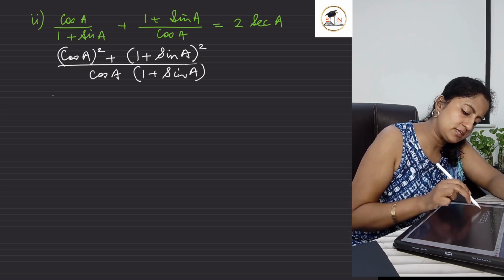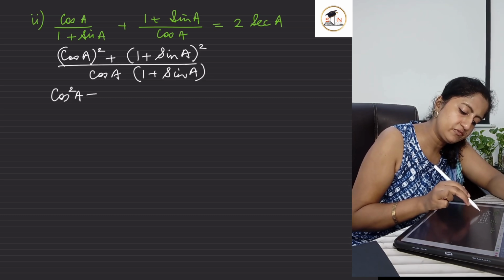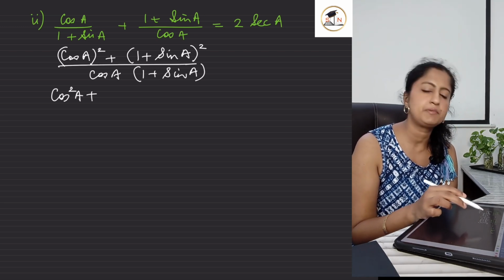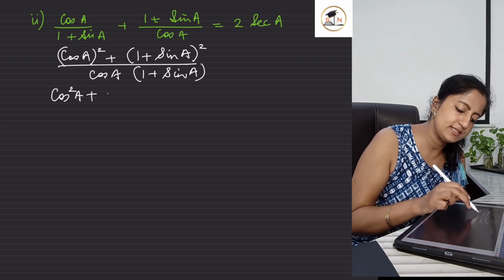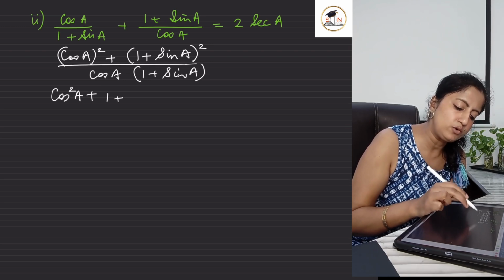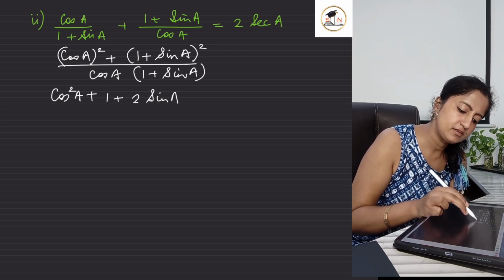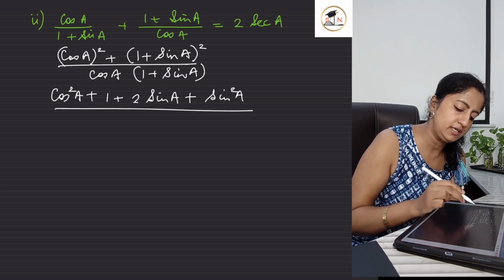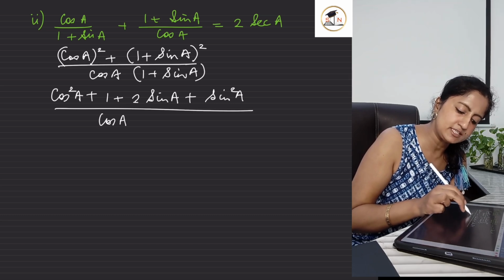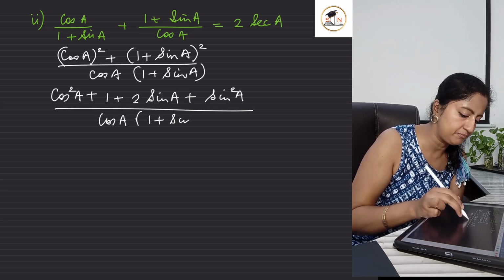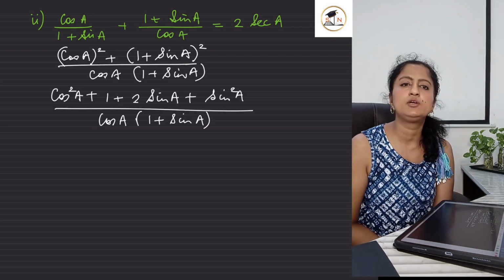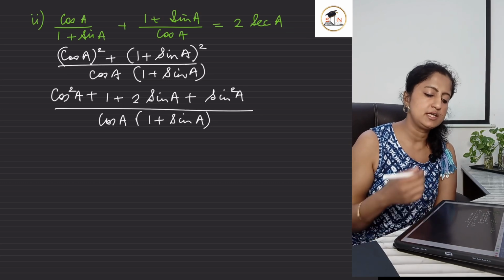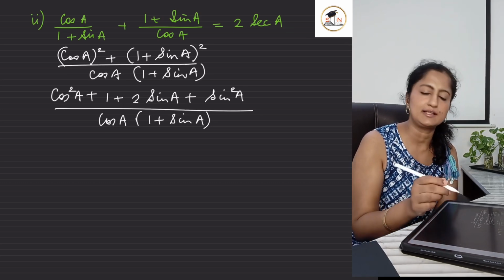Now, cos A whole square means I can write it as cos square A. And now applying the identity of A plus B whole square on 1 plus sin A whole square: A square is 1 square over here, 2AB is 2 into sin A, B square is sin square A. In the denominator, I am not expanding, but leaving the parts as it is, that is cos A into brackets 1 plus sin A. I did not expand intentionally because I know things will ease out, things will cancel.